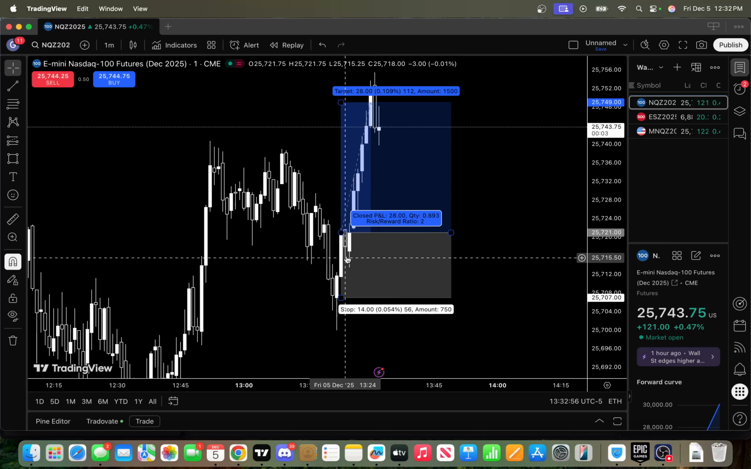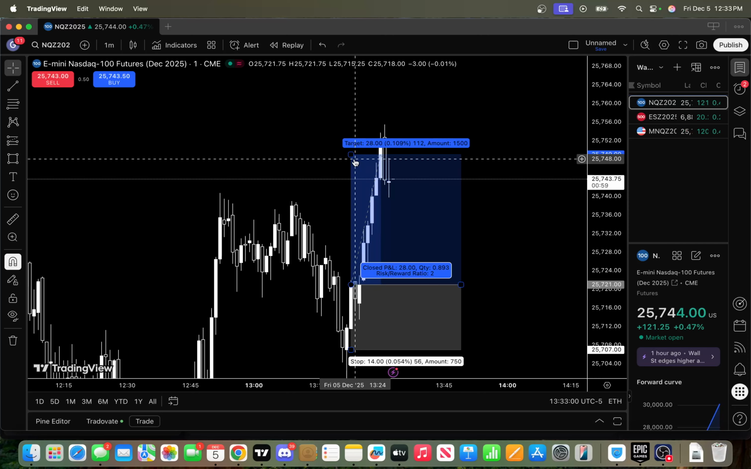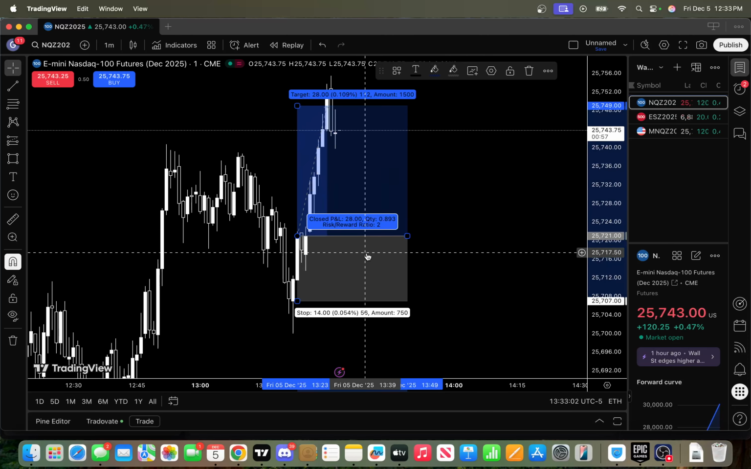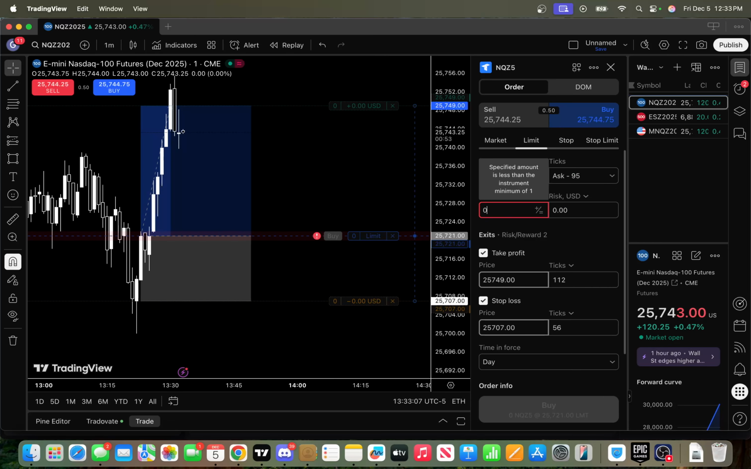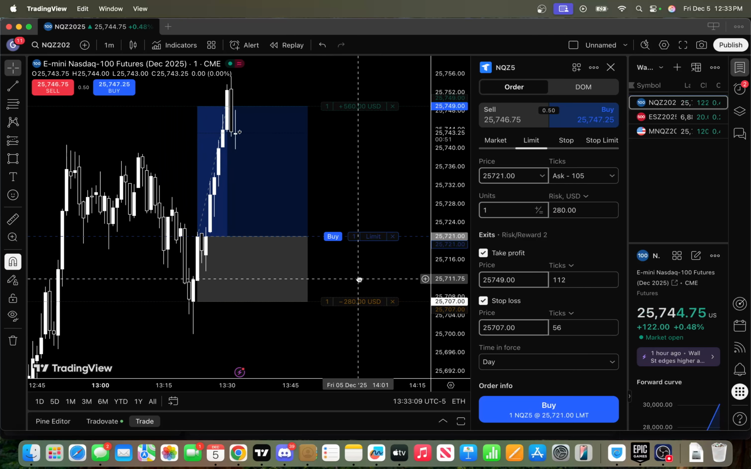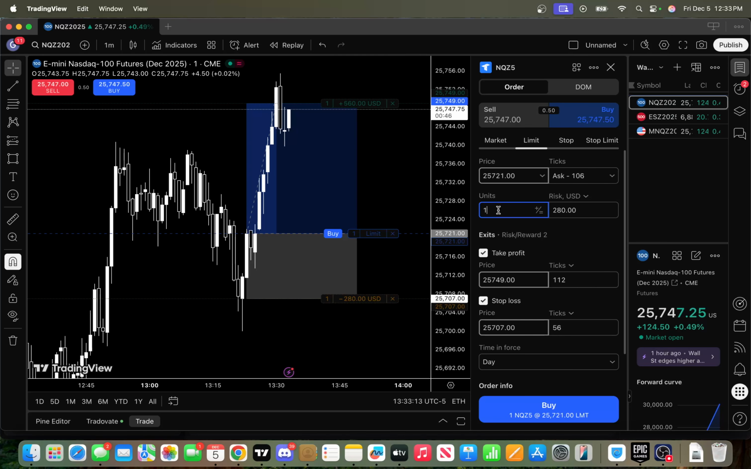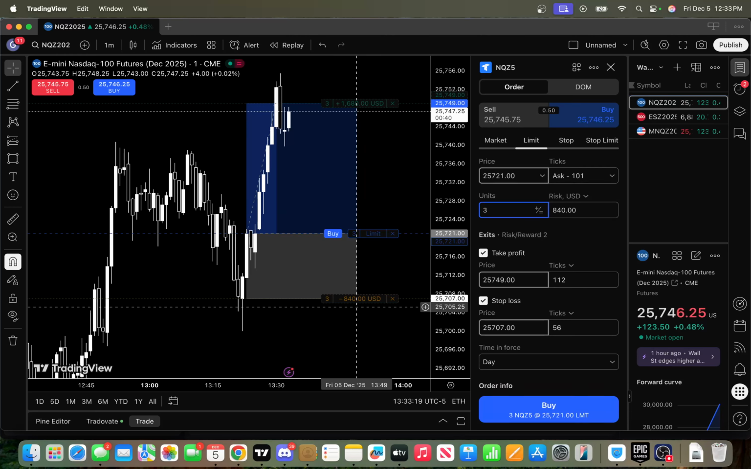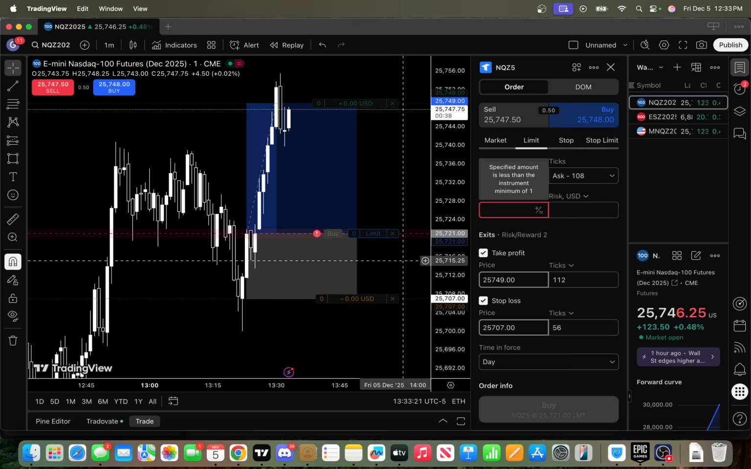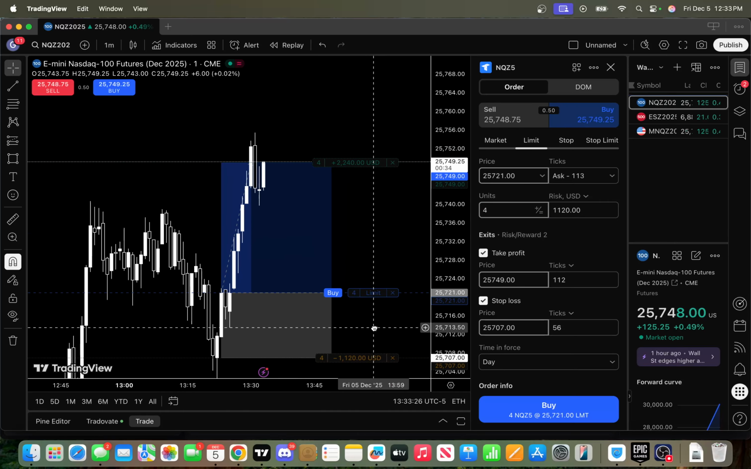So that's basically it, really. It's as simple as that. So if I pull this out, let's see if I'm correct. Yeah, with one contract, this would be 280. You'd be risking 560, 840, 1,120. So that's how this works.